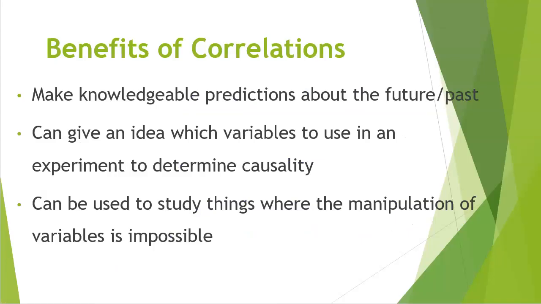So why do we use correlations? Because you can't tell causation, so why should we even bother? Correlations are great because they make knowledgeable predictions about the future and past. If we know something has a high correlation with something else, we can use that to predict how, say, behavior will change in the future. And it's bidirectional. A is correlated with B, which also means that B is correlated with A. So you want to think of that as bidirectional.